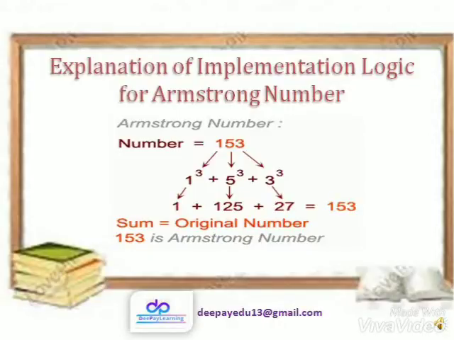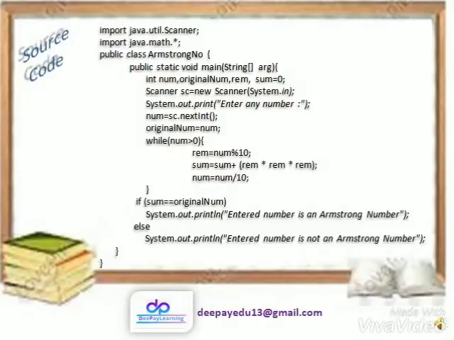Alright friends, now let us check the source code. We import two packages. The first is java.util.Scanner. In order to take the input from the user we are using the Scanner class, and hence we have imported this java.util.Scanner package. Then we have another package called java.math. The name of our class file is public class ArmstrongNumber. Here ArmstrongNumber is the class file name. Then we start the logic by writing public static void main, which is the entry point of the program and accepts an argument of type String.